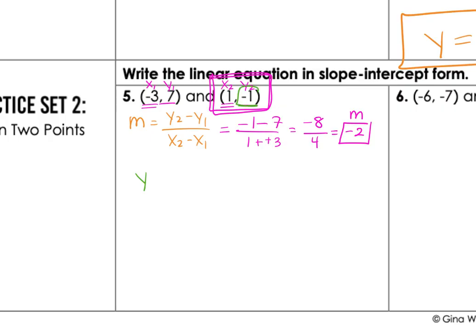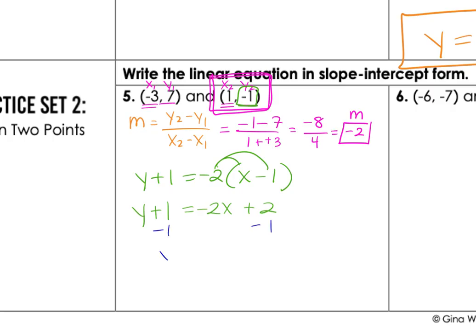+1 minus a -1. So y plus 1 equals the slope, the -2, and then it's x minus your x value, so x minus 1. Distribute that, so y plus 1 equals -2x plus 2, and then your last step is get y by itself, so take away the 1, so y equals -2x plus 1.